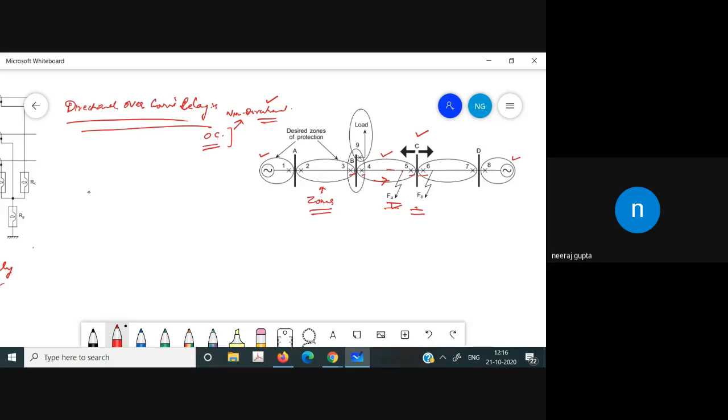So what we have to do is use the directional overcurrent relay to generate the desired zones. So we have to use the directional overcurrent relay.